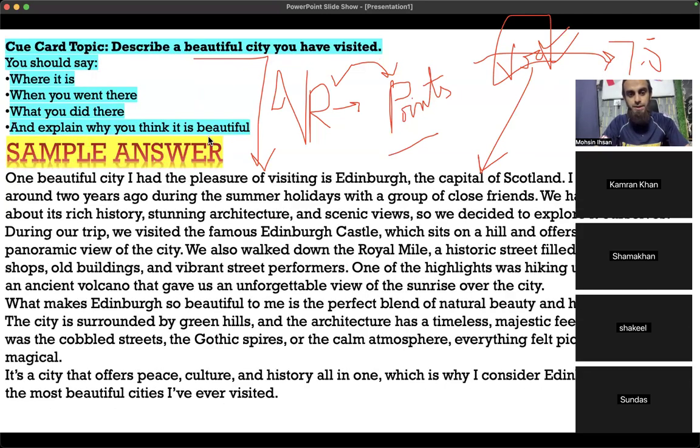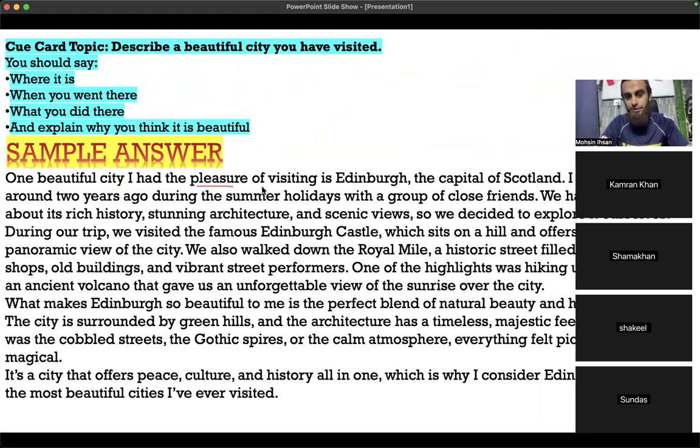For example, the question is about a beautiful city, and within a few minutes, I'm going to ask you the same question, right? Describe a beautiful city, for example, where it is, when you went there, what you did there, and explain why you think it is beautiful. So, for instance, we are going to explain the reasons why it is beautiful. Now, the first point, a beautiful city: you can see, I had the pleasure visiting. So the first point is actually the pleasure you had. So regarding the beautiful city, you can share the pleasure.